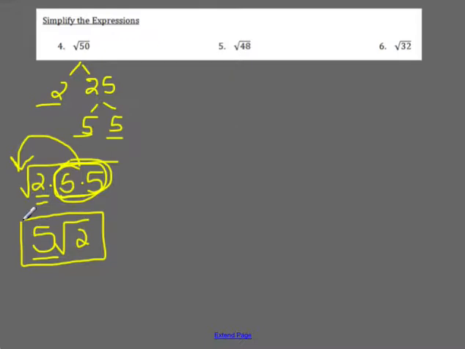Now let's take a look at 48. So what divides 48? Well, I know of 6 and 8, so I'm going to use that. So 6 and 8. Then I'm going to divide 6 into 2 and 3, and 8 into 4 and 2. And for some reason, some students stop here. Okay, but 4 can still be divided, right? So we're going to take this 4, and we're going to divide it into 2 and 2.